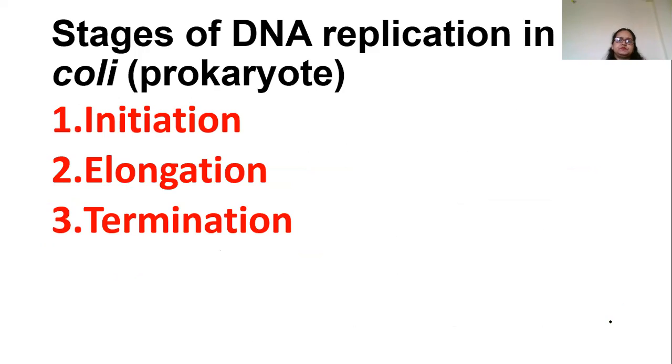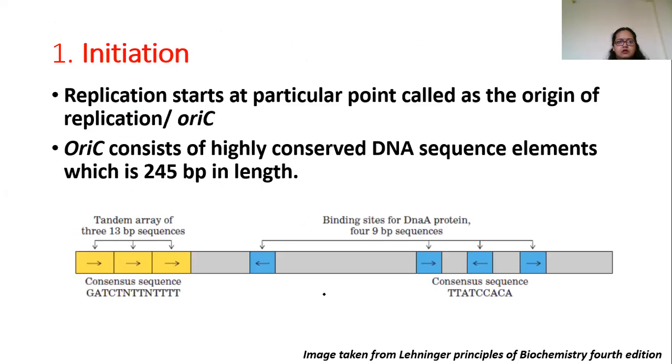Now, the stages of DNA replication. In E. coli, there are three different stages of DNA replication. The first one is initiation, the second one is elongation, and the third one is termination. Now the initiation. Initiation means to start or begin the replication.